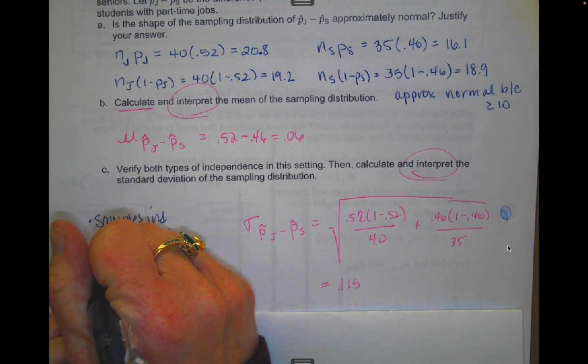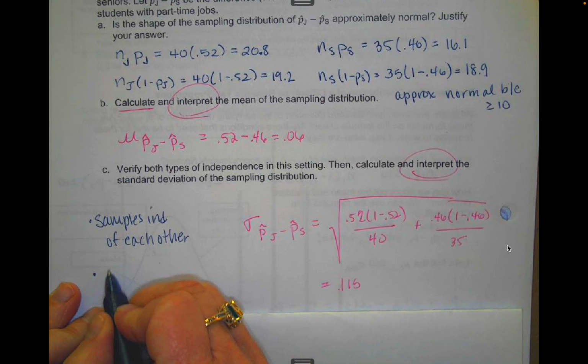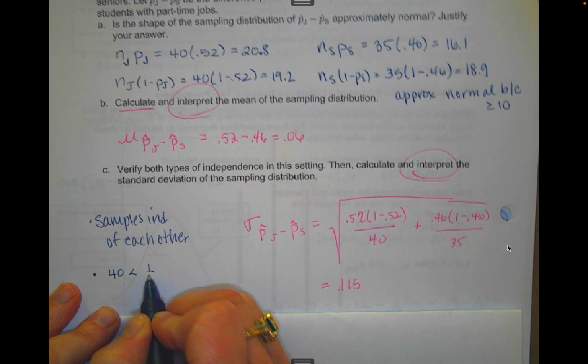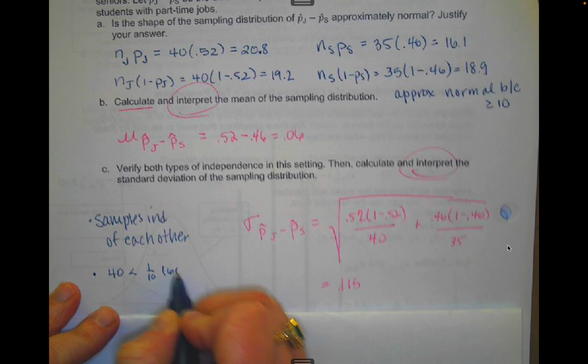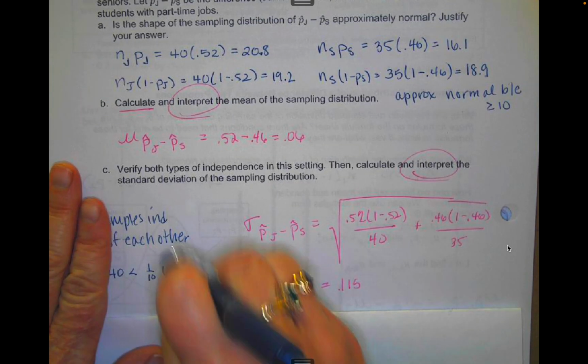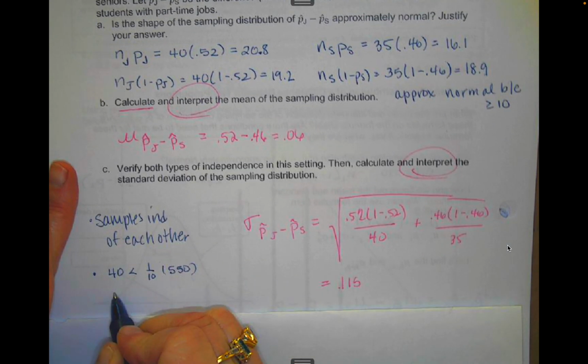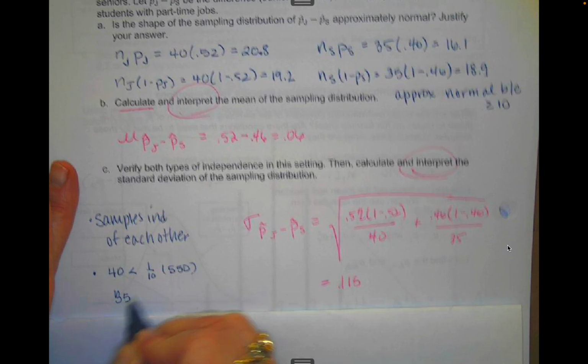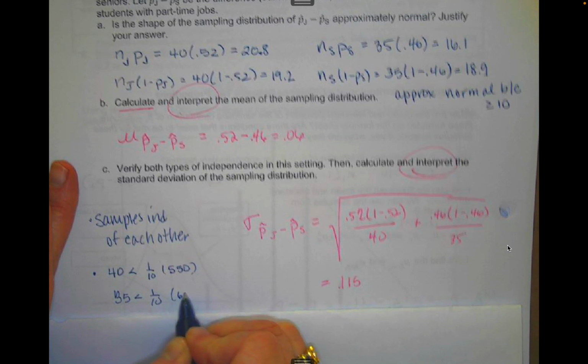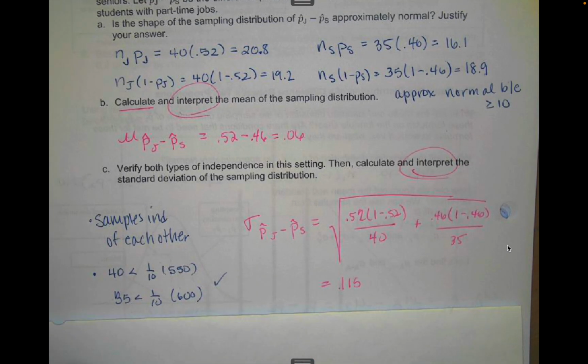And the other check we would say is that 40 is less than 1/10 of the 600. No, the 550, sorry. And the 35 is less than 1/10 of 600. So both of those conditions have been met. Okay?